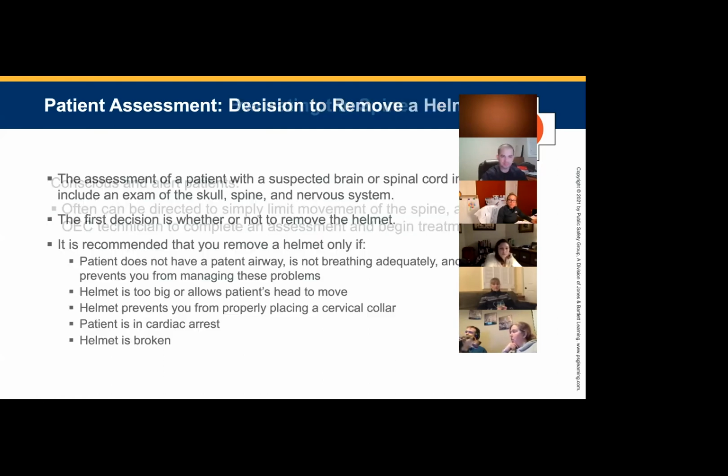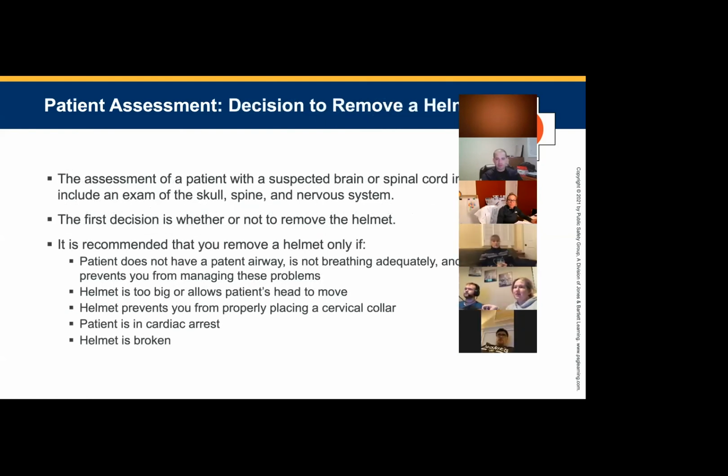continue with our assessment. The assessment of a patient with a suspected spinal or spinal cord injury should include an exam of the skull, spine, and nervous system. So what that would look like is assessing the head, assessing each individual vertebra, walking down their back, feeling their back, along with making sure that they can feel in each hand and feel in each foot.